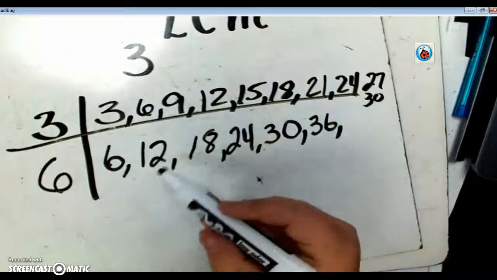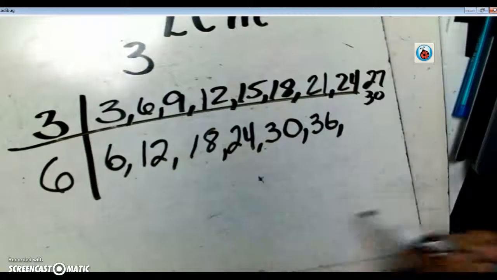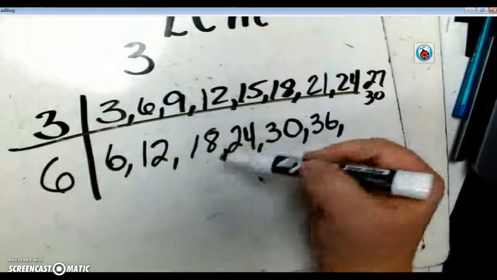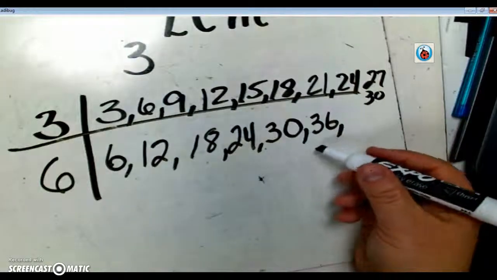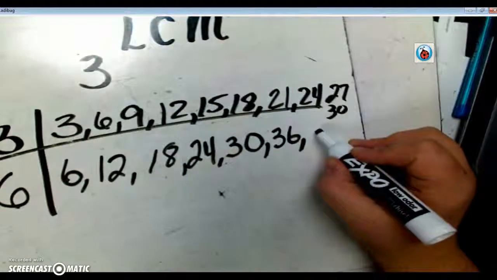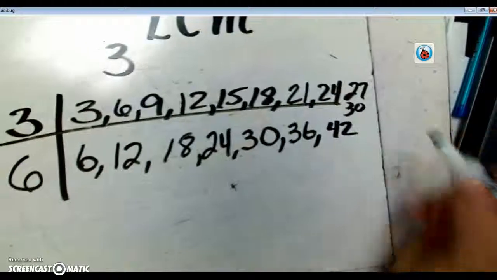6 times 1 is 6. 6 times 2 is 12. 6 times 3 is 18. 6 times 4 is 24. 6 times 5 is 30. 6 times 6 is 36. 6 times 7 is 42. We're going to stop there.